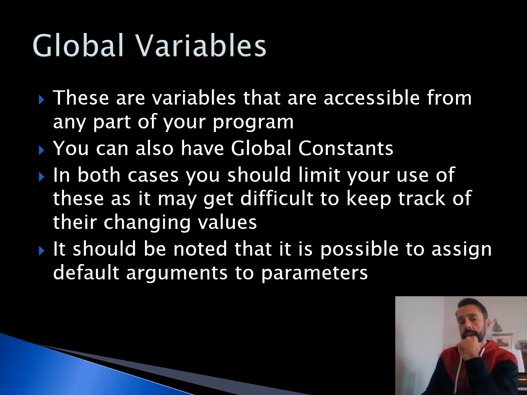Global variables. These are accessible from any point of the program. You may wish to have the number of enemies in existence, the number of enemies killed, that sort of thing. And you can have global constants as well. In both cases, you should limit the use of these because it makes it difficult to keep track of their changing values. They're considered to be bad programming practice, but everyone does it. It should be noted that it's possible to assign default arguments to these parameters as well.